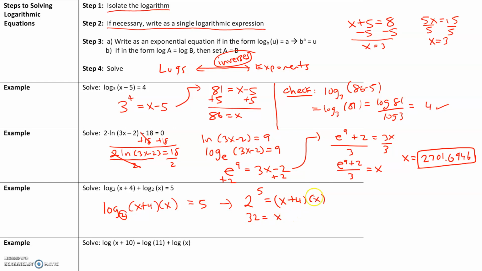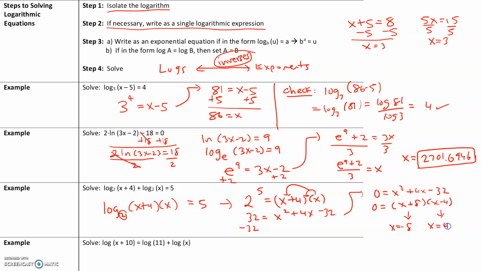That equals x squared plus 4x. To solve any quadratic equation, all terms must be on one side, so we subtract 32 from both sides. This gives us 0 equals x squared plus 4x minus 32. We could use the quadratic formula, but it's easier to factor this. So we get 0 equals (x plus 8) times (x minus 4). And by the zero product property, we get that x equals negative 8 or x equals positive 4.